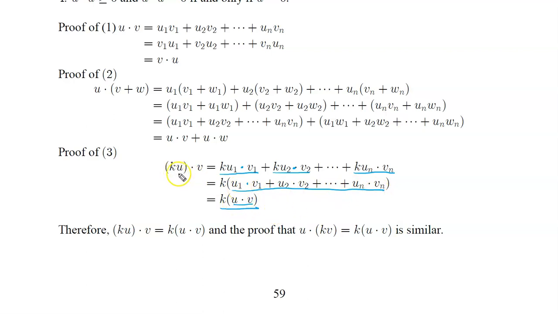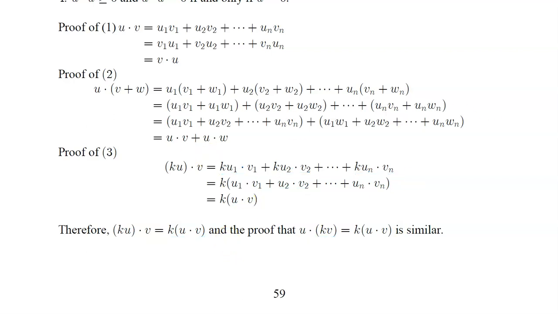Okay, so that proves this equality, and proving that u dotted with k times v is also k times u dot v is similar. And so you can conclude that all of these, this and this, are all equal. Okay, so that proves number 3.